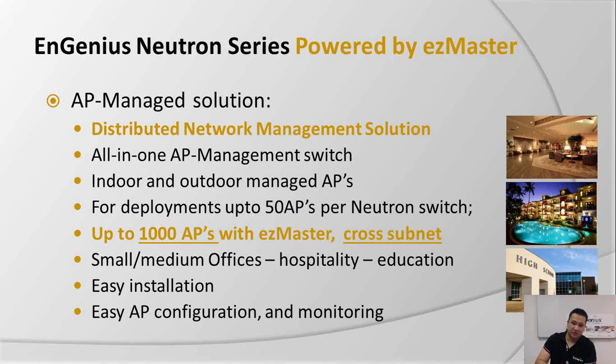Based on the Neutrons, the traditional Neutron series where we have a switch, we have an AP managed solution, and we have an all-in-one access point management switch. We have indoor and outdoor managed access points. It is for deployments up to 50 APs per Neutron switch. For small, medium offices, hospitality, education, it's easy to install, easy to configure, and easy to monitor. On top of that, we have our ezMaster. So in gold, I put some phrases in between. If you have ezMaster on top of the deployment, then you will have a distributed management solution and up to 1000 AP control capacity with the software, and even cross subnet. I will go back to that later.